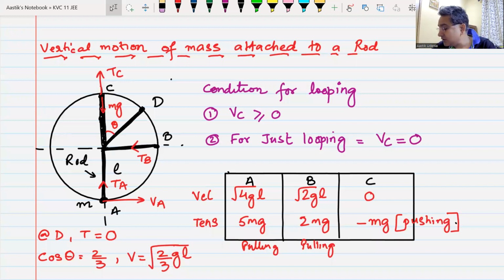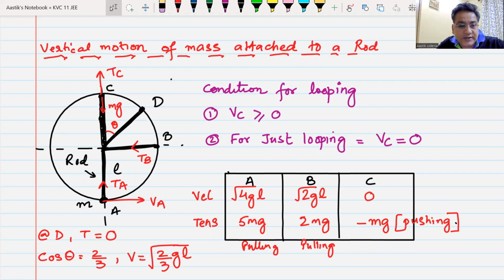So that was the last point that we had to see. Motion of a mass attached to a rod. Everyone is clear with this, or anyone has any doubt, please come up. Do we understand this?